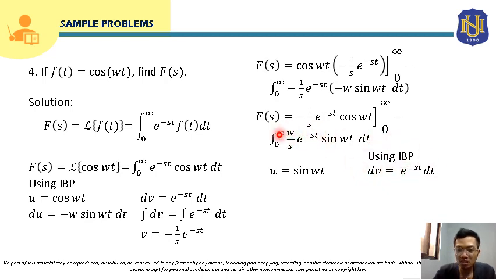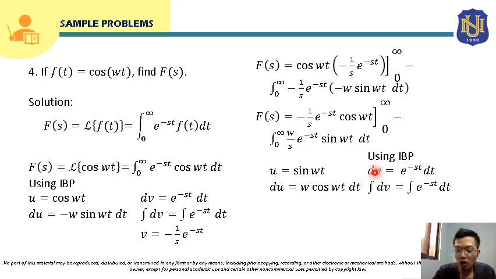So we will just factor out w over s here, and leave that there. Here we're going to differentiate u equal to sine wt. So du is equal to the derivative of sine wt, which is cosine wt. We will also differentiate wt for the chain rule, so that will be w times dt.